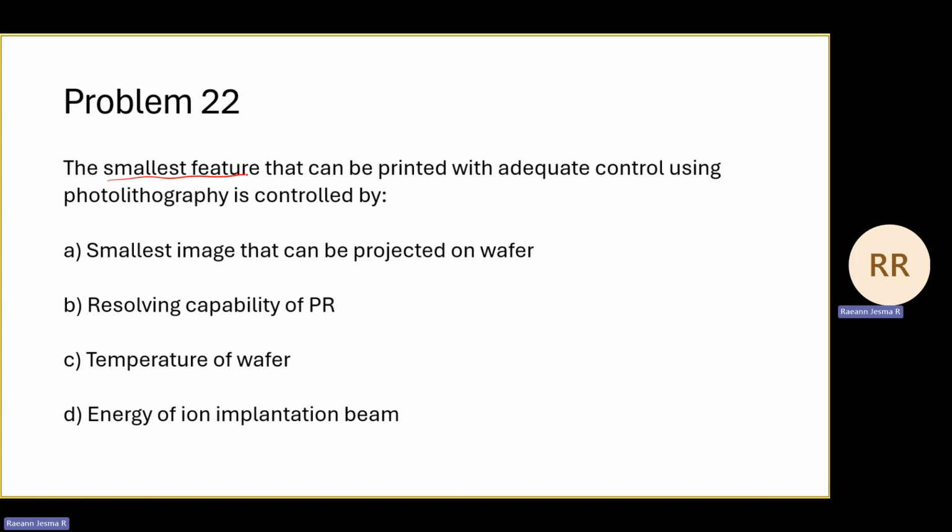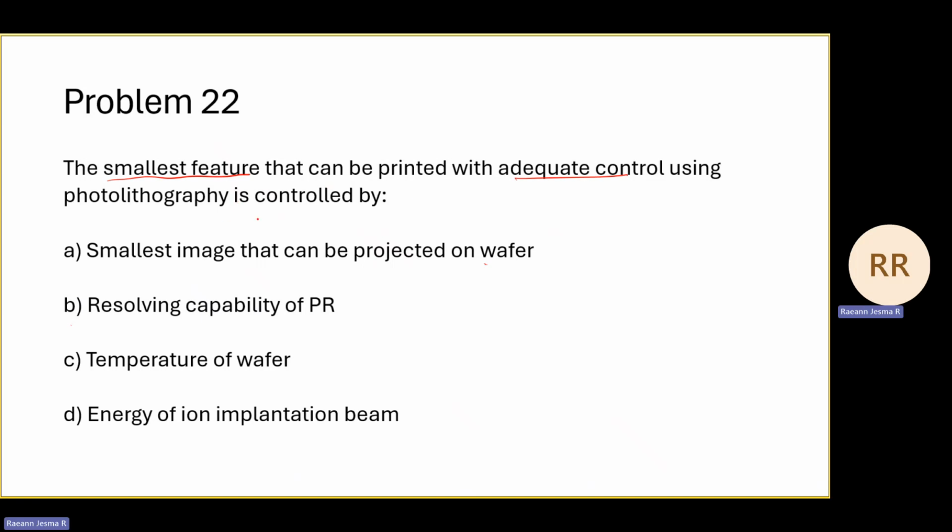So here we want to print the smallest feature, and we are able to control this particular parameter. So option A, we have smallest image that can be projected on the wafer. B, resolving capability of photoresist. C, temperature of wafer. D, ion energy of ion implantation beam. So what do you think is the correct answer?